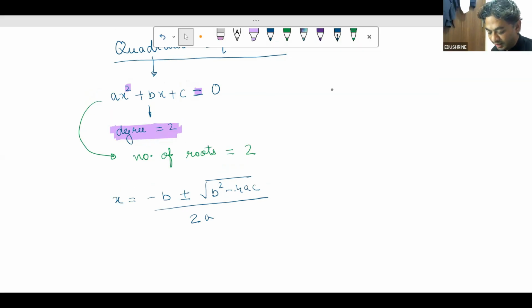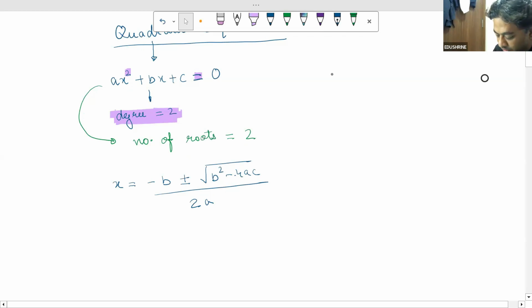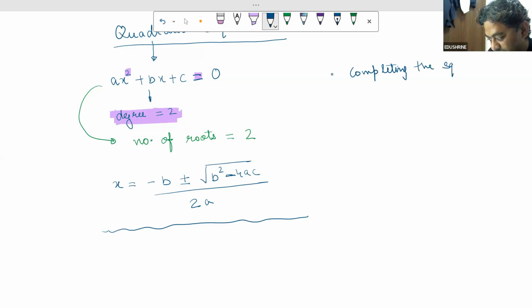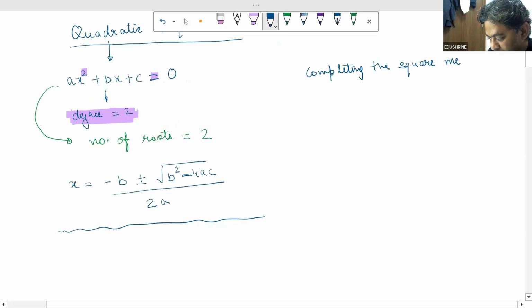Okay. So x is equal to minus b plus minus under root b square minus 4ac by 2a. So guys, how do I get these roots of a quadratic equation? I get the roots of a quadratic equation using a particular method. What is that particular method, guys? If you remember, that particular method is called the completing the square method. Completing the square method.